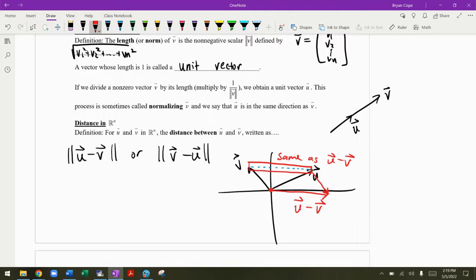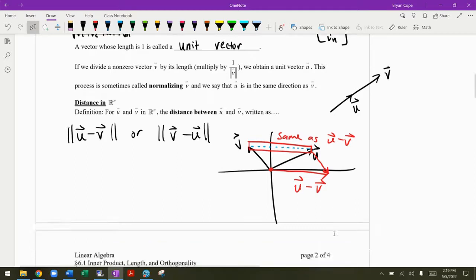Okay, so that's distance. And we did that in multivariable as well. Too fast? Are we okay? Go on to the next page. Question? Good? Okay. All right.